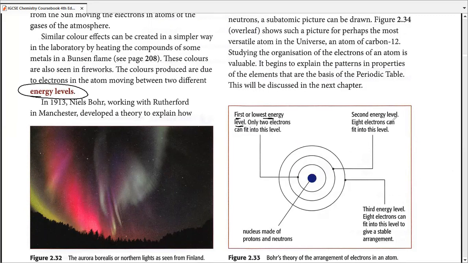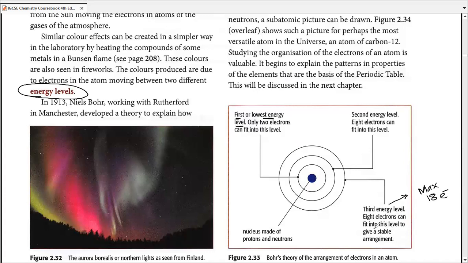The second one is the second energy level. 8 electrons can fit into this level. Third energy level, 8 electrons can fit to give a stable arrangement. However, it can contain a maximum of 18 electrons. This maximum of 18 electrons is not a part of your course. Why am I telling you this? I'm telling you this because if they use bigger numbers in papers, you shouldn't get confused by it.